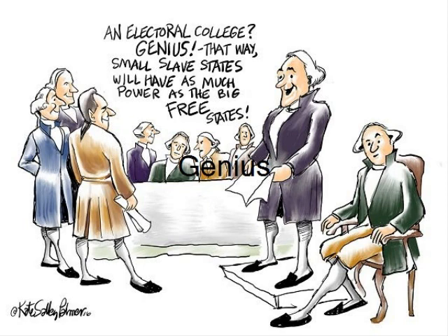Virginia was awarded the largest number, 12 out of the total 91 electoral votes allotted at the Philadelphia Convention, more than a quarter of the 46 needed to win an election in the first round.